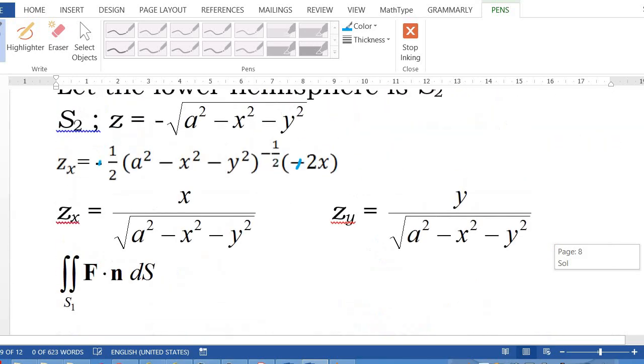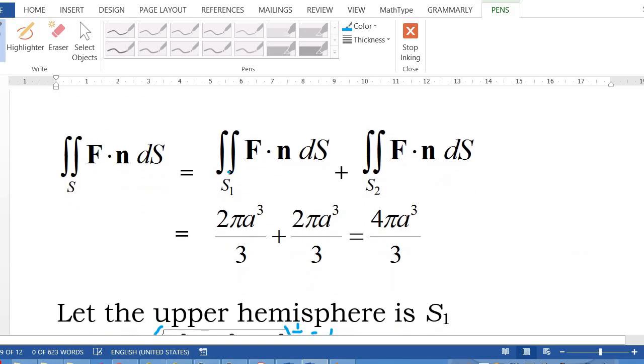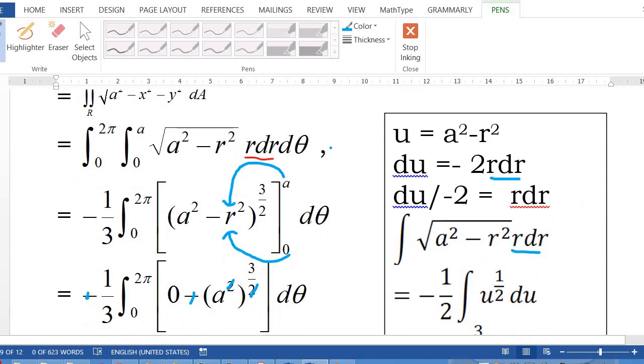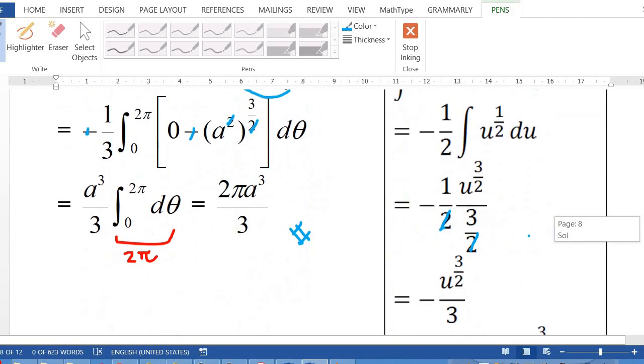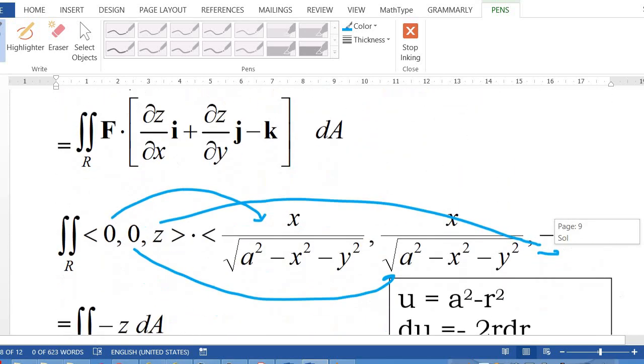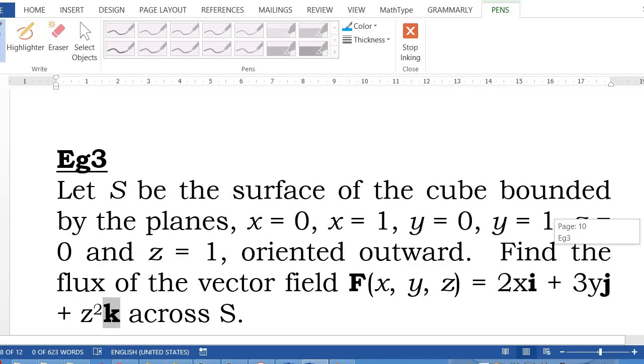That's why for sphere, you have to do it 2 times. You break it as surface S1 and S2. For surface S1, you get 2 pi a cubed over 3. Surface S2 also 2 pi a cubed over 3, because after we carry on, we arrive at the same integral. So this is the second example. You notice sphere, you have to divide it into the upper hemisphere because the unit normal vector is pointing up, and lower hemisphere because the unit normal vector is pointing down. You have to evaluate the flux integral 2 times.